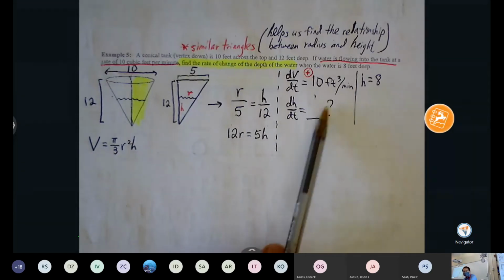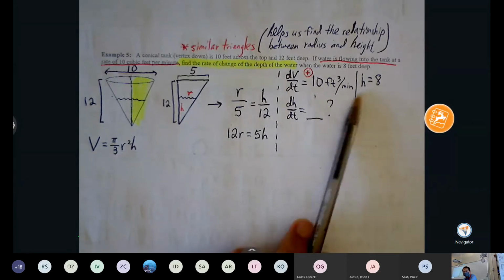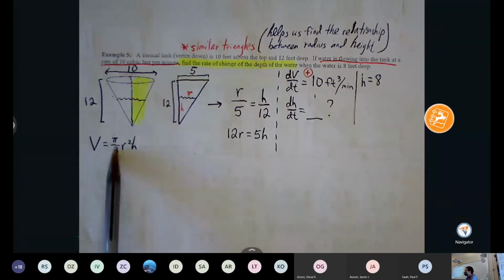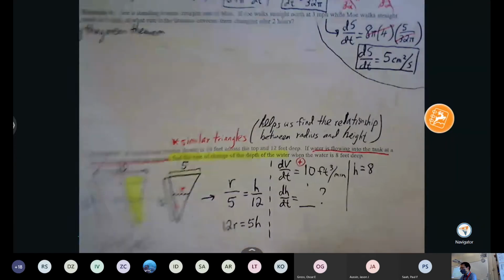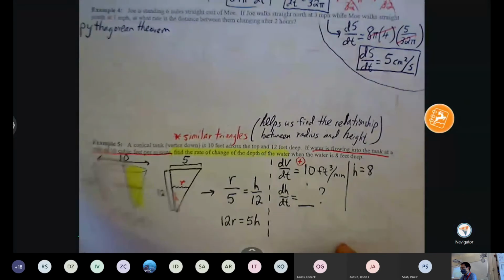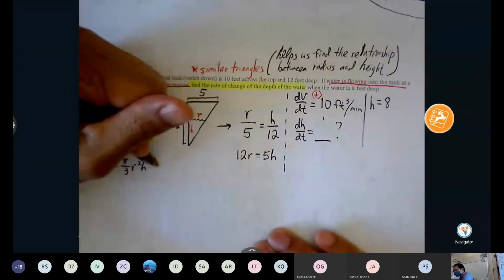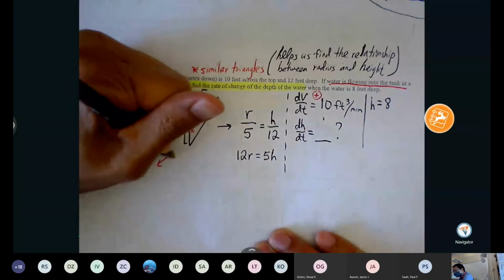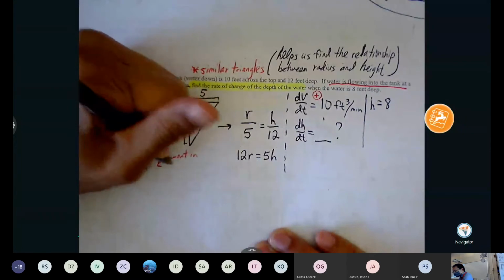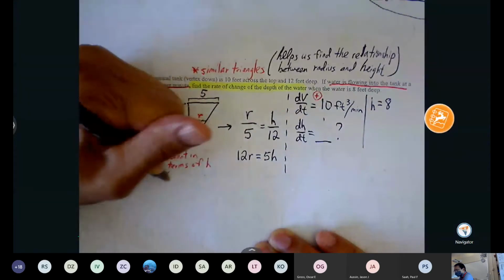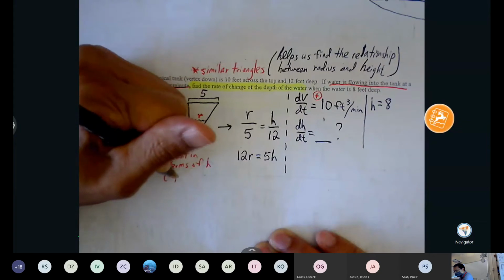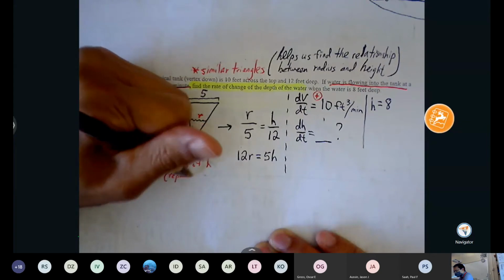So I would say whatever information is provided to you is going to help guide how you want your volume equation to look on the right side. So this is what we want to do. We want this to be in terms of H. That means I want to find a way to replace my R. I want to remove my R.